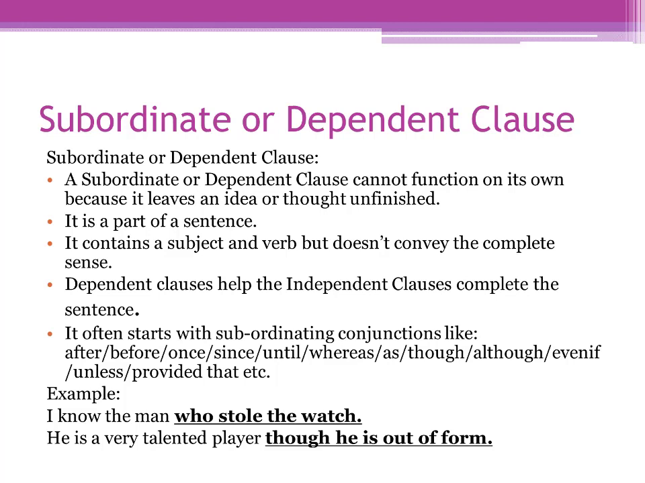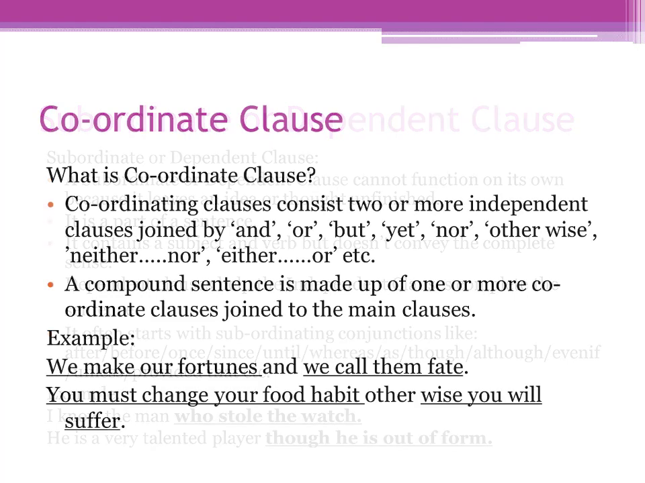It often starts with subordinating conjunctions like after, before, once, since, until, whereas, though, although, even if, unless, as, provided that, etc. Example: I know the man who stole the watch. He is a very talented player, though he is out of form. Now, what is coordinate clause?